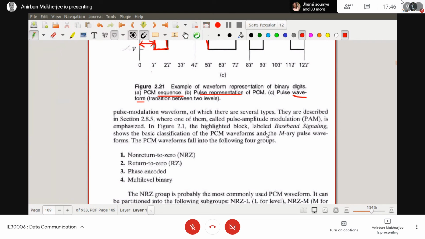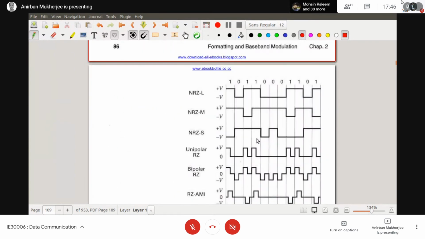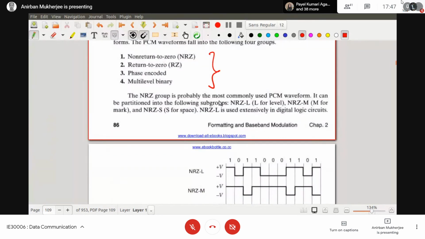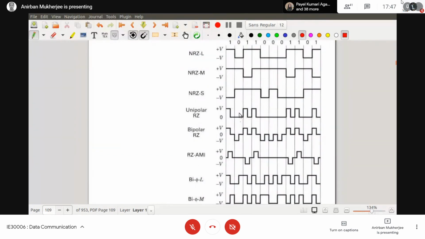Okay, so these are the conventions. Forget about terms like non-return to zero and phase encoded for now. There are some methods, so let us see them one by one. There is non-return to zero, NRZ. These three are some sort of NRZ.